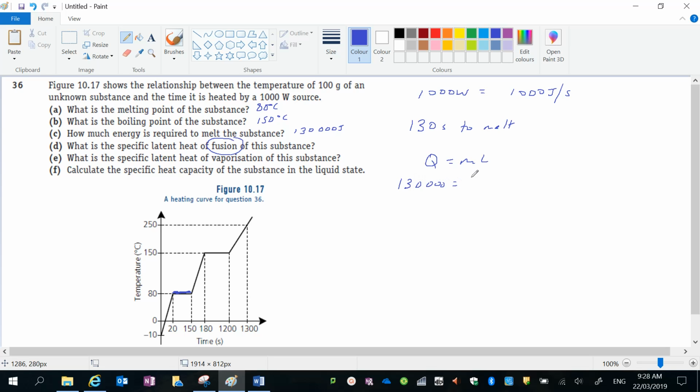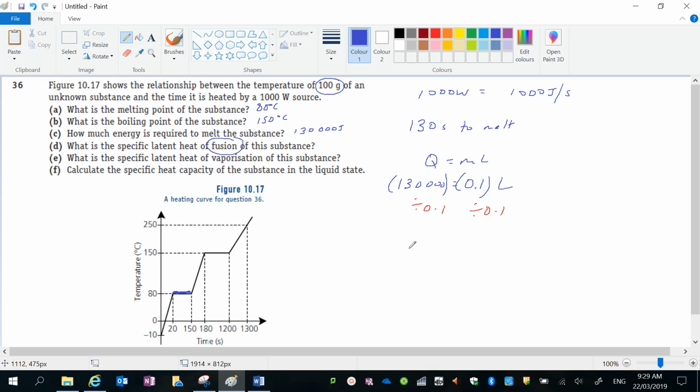130,000. The mass is given in the question, 100 grams, so that's 0.1 kilograms, times L. So therefore, we just divide both sides by 0.1. Sorry, I put brackets around when I substitute things in, so I should have put brackets around here too, really. It's just a good way to organise your information to show what's a substituted value. It's really handy for when you've got negative numbers to use brackets.